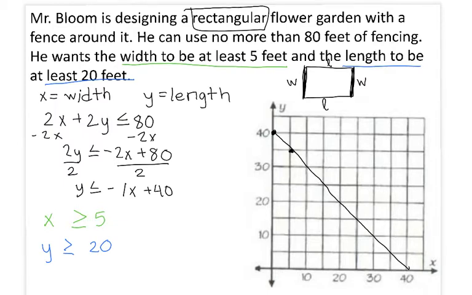All right, and then from there, since this was also an inequality, we're going to need to shade. We have y less than or equal to. When y is less than or equal to, we're going to be shading below the line. So below the line.